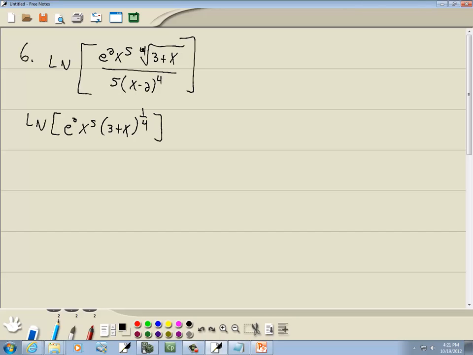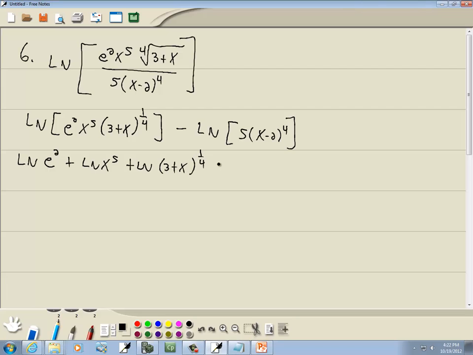Again, whatever number is in this little slot, that's called your index. That goes in your denominator. And then we put a 1 up on top. Minus natural log of 5 times x minus 2 to the 4th power. Now looking at our first bracket there, the main thing that's happening is multiplication. We got e squared times x to the fifth times 3 plus x to the 1/4. So we got three things multiplied together. Well, we can split them up. Multiplication becomes addition. So we got natural log of e squared plus natural log of x to the fifth plus natural log of 3 plus x to the 1/4.